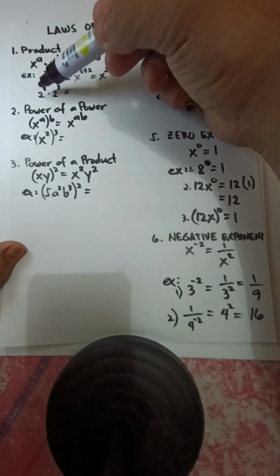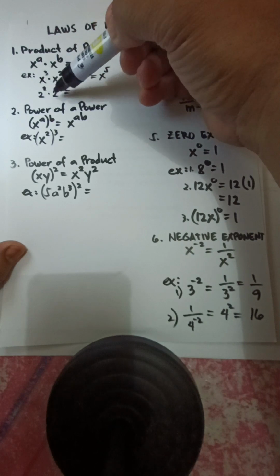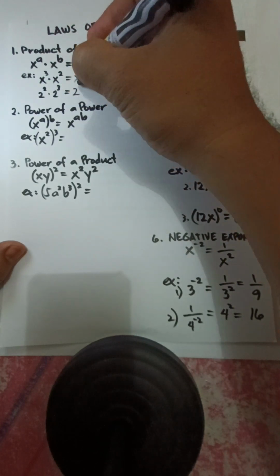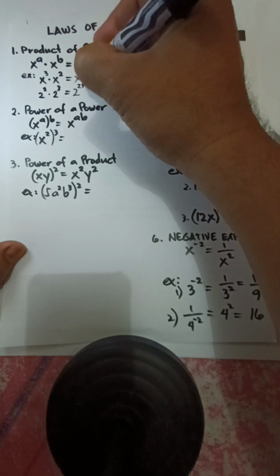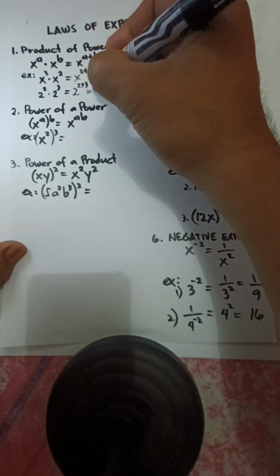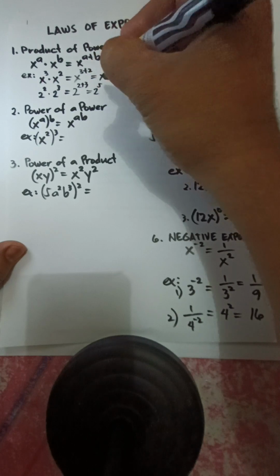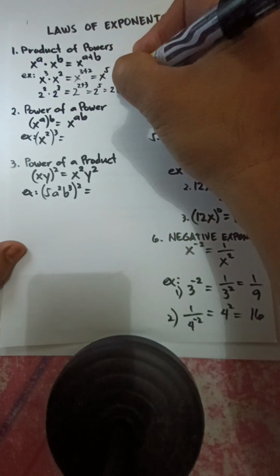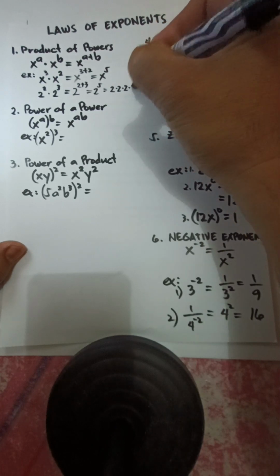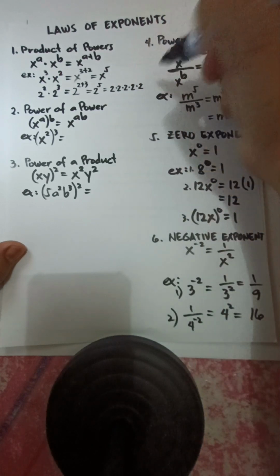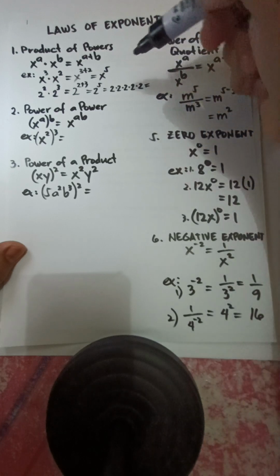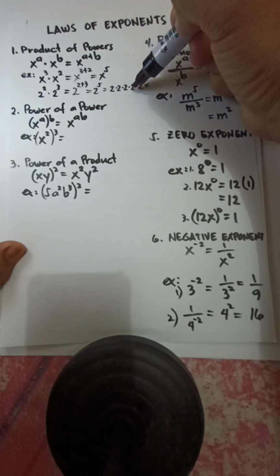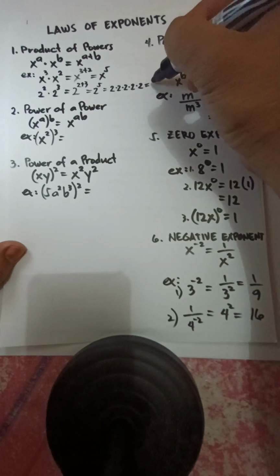Another example, 2 squared times 2 cubed, same base, copy the base, and add the exponent. So that is equal to 2 raised to 5. Then that is equal to 2 times 2 times 2 times 2 times 2. So that is equal to 2 times 2, 4 times 2, 8 times 2, 16 times 2 is 32.